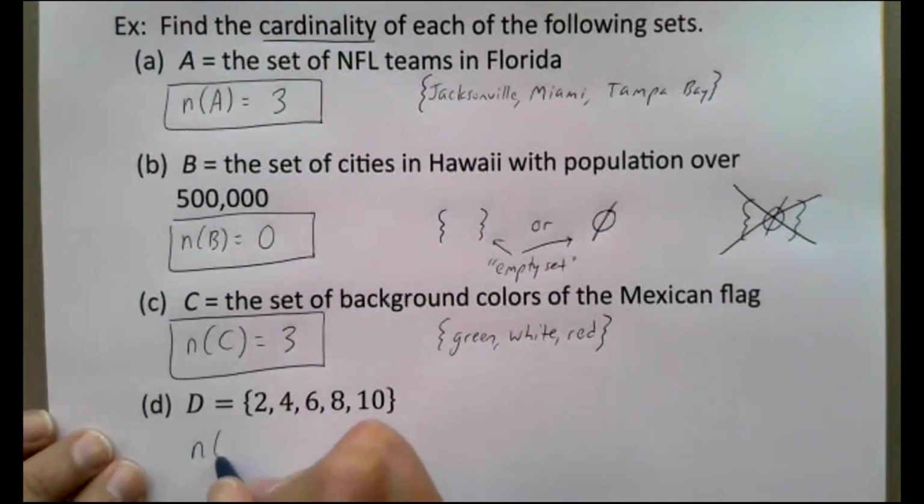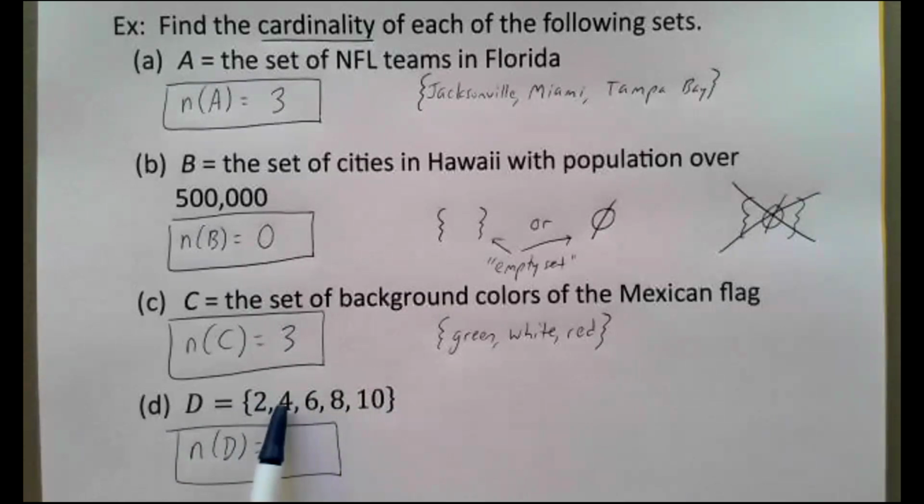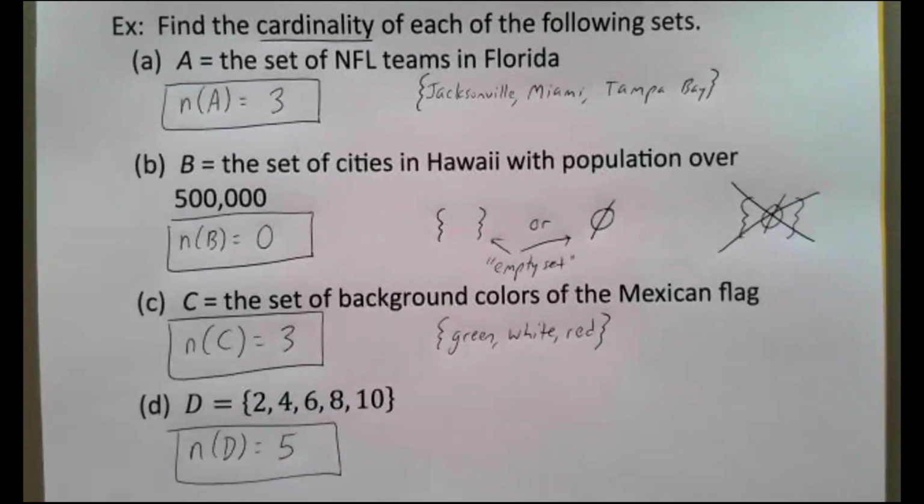Next question, cardinality of set D is a number. Don't freak out. This is probably the easiest question of the day. How many elements does set D have? 1, 2, 3, 4, 5. We're done. Set D has 5 elements. The cardinality of set D is 5. Not a difficult question. Don't make that difficult.